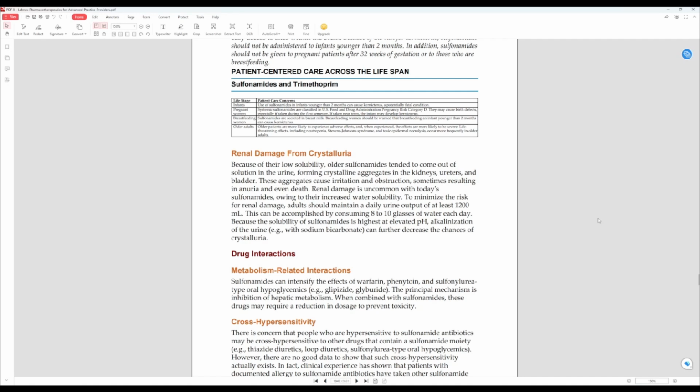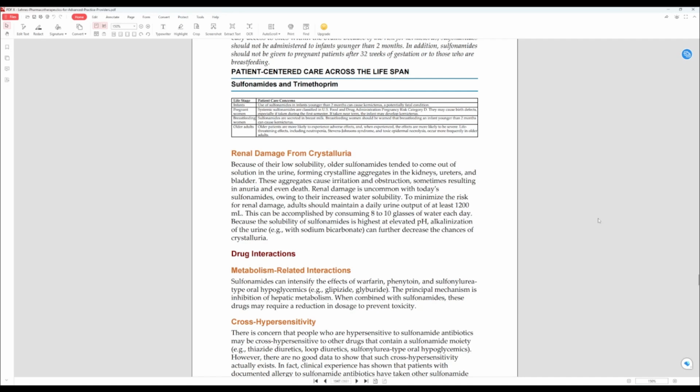So, renal damage from crystalluria. Because of their low solubility, the older sulfonamides tended to come out of solution in the urine, forming crystalline aggregates in the kidneys, ureters, and bladder. These aggregates caused irritation and obstruction, sometimes resulting in anuria and even death. Renal damage is uncommon with today's sulfonamides, owing to their increased water solubility.